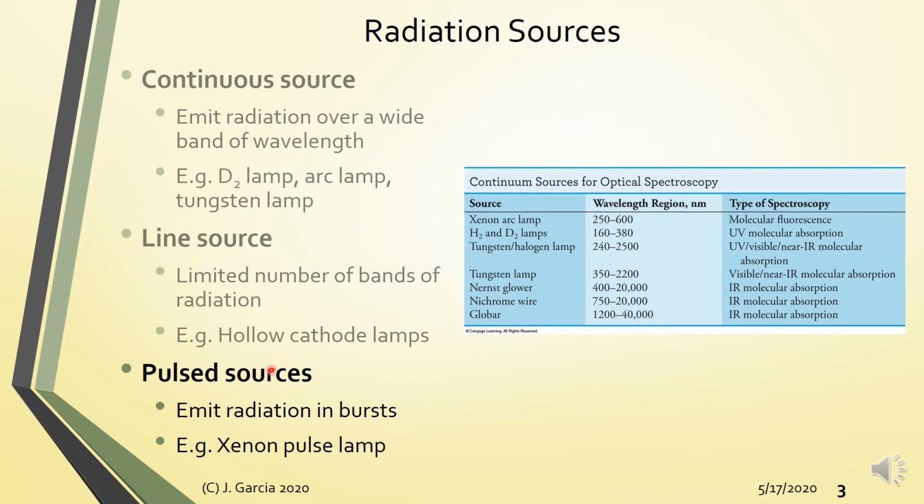Then lastly, you have your pulsed sources. No? So basically, pulse sources can also be line or continuous source. Ang difference lang is that you are emitting radiation in bursts. Alright, so parang nag-blink. An example of this would be the xenon pulse lamp, which is used in yung microplate readers, no? Yung ELISA reader ninyo sa lab. Alright, so these are your radiation sources.